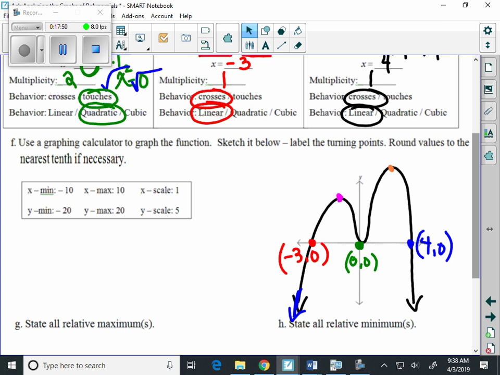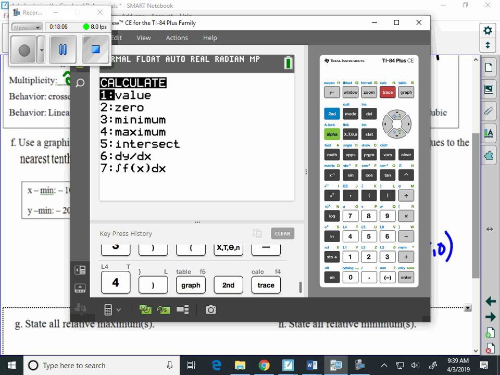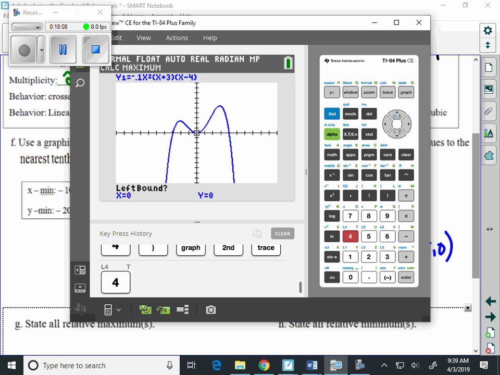So we're going to take out our calculators. Again, this goes back a while. We haven't done this for quite a while. But we're going to find these maximum values, if I can get the calculator to pop up. So we're going to go second, trace, and maximum. And then we're going to go a little bit to the left.